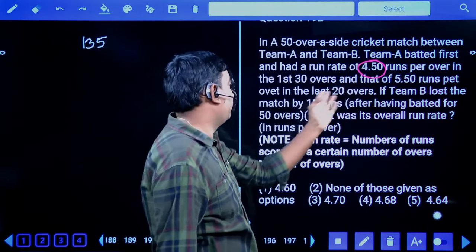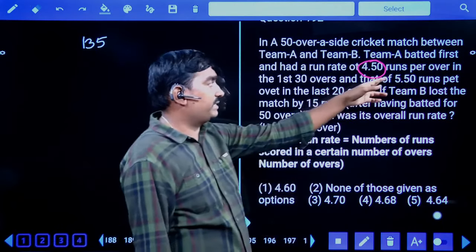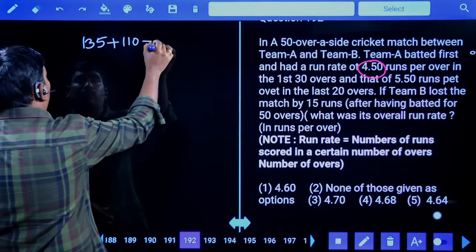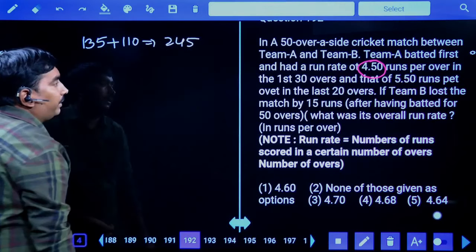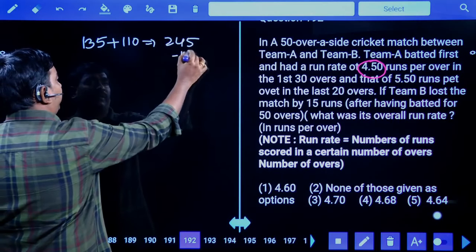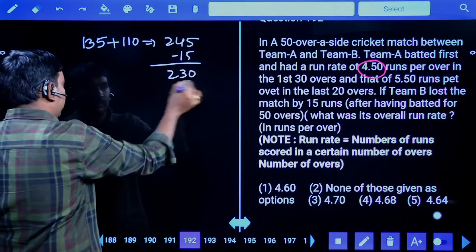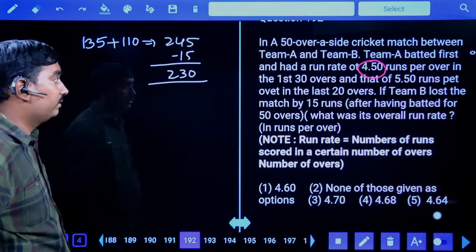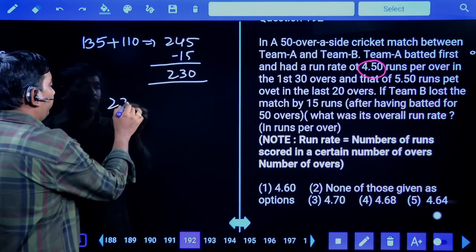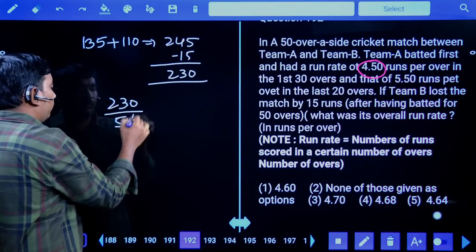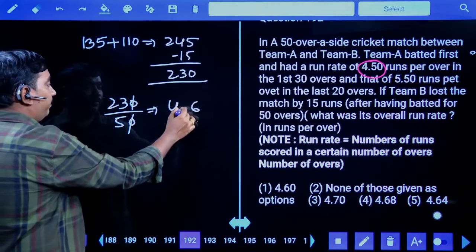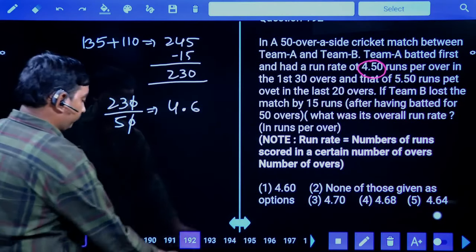And 5.50 runs in the next 20 overs. 20 times 5 is 100, half of 20 is 10, so 110 runs. Total 245 runs they made. If team B lost the match by 15 runs, team B did only 230 runs. After having batted for 50 overs, what was the overall run rate? For 50 overs, 230 runs means the overall run rate of team B is 4.6 runs.